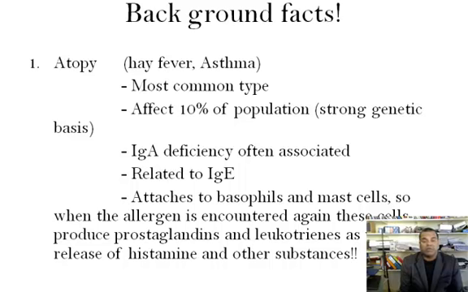This is the most common type. It affects about 10% of the population, and there is a strong genetic basis. IgA deficiency is often associated in these people, and it's related to IgE, the mechanism of hypersensitivity. What happens is IgE attaches to basophils and mast cells, so when the allergen is encountered again, these cells produce prostaglandins and leukotrienes, as well as release histamine and other substances, and this is where you get all the signs and symptoms associated with urticaria, swelling, edema, angioedema, and so on.